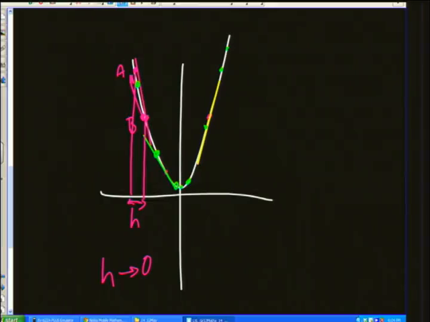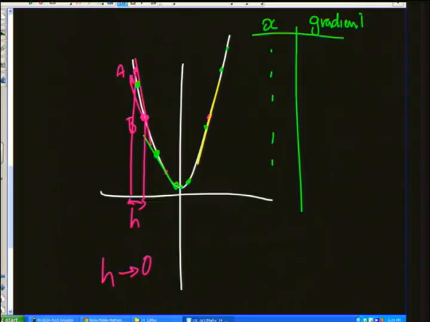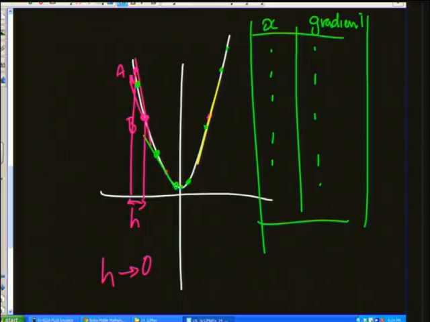So if I do a table and I say to myself, let me take all the x values and let me take all the values of the gradient to the curve, I could list all of these, and then I could draw a function. And in fact, we give this function a special name. We call that function the derivative.